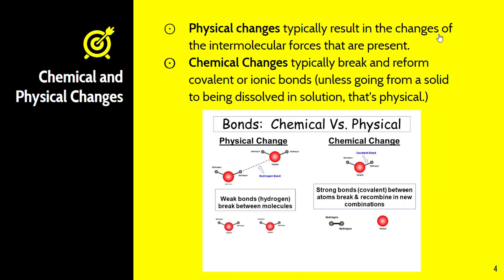Chemical changes typically break and reform covalent or ionic bonds, unless it's going from a solid being dissolved into solution. That's actually a physical change. So when we talk about a chemical change, we're actually breaking the chemical bonds that hold the individual atoms of the molecule together. And as a result, we get a different chemical at the end. So that would be a chemical change as opposed to a physical change, where we're just simply breaking the forces in between the molecules.